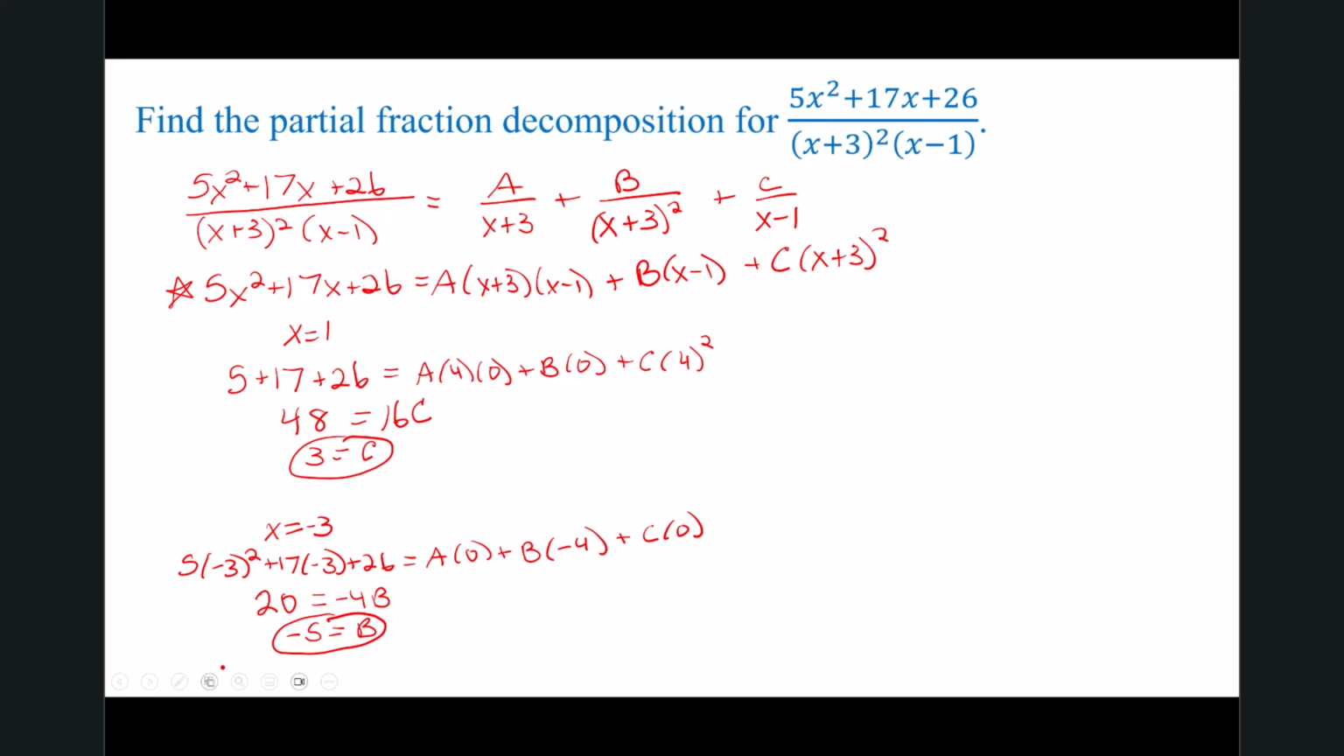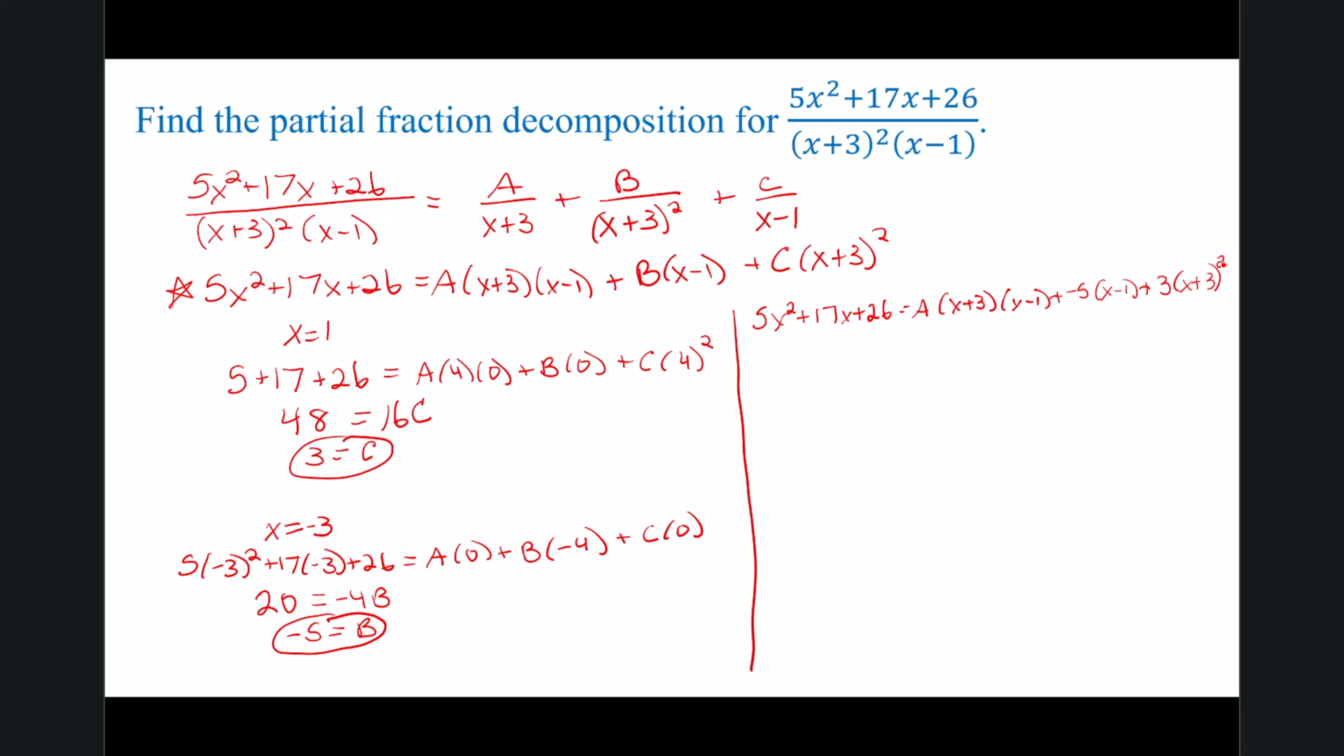Okay, I found B, I found C. I still need to find A. There aren't any other convenient values for x that will make one of those factors equal to 0. So what I'm going to do instead, I'm going to go back to that start equation, and I'm going to replace the C with 3 and the B with negative 5. So I have 5x squared plus 17x plus 26 equals A times x plus 3 times x minus 1 plus, but B we already said was negative 5, so negative 5 times x minus 1 plus C, which we said was 3, times x plus 3 squared. So I found the B and C.